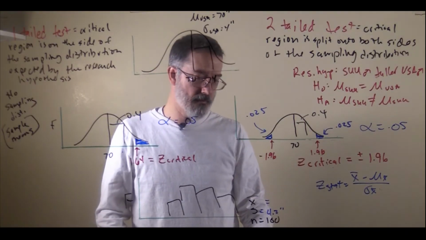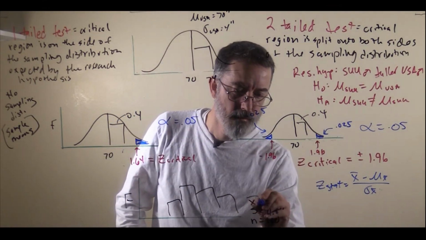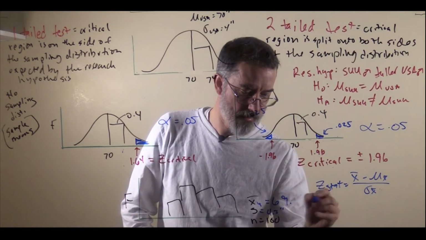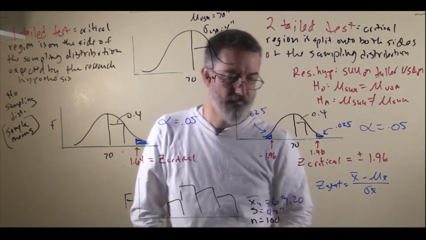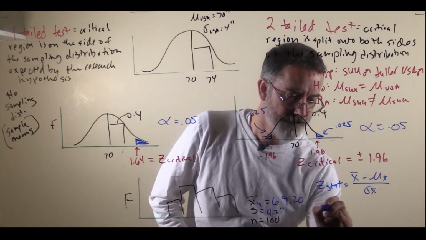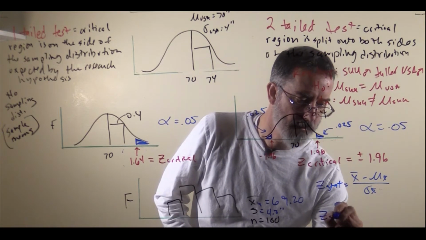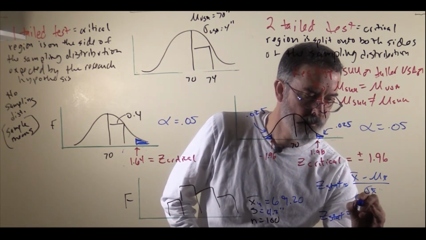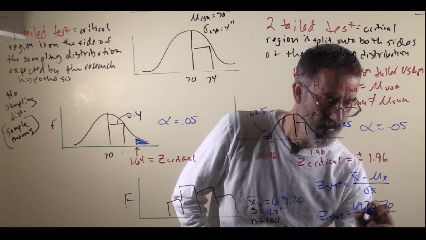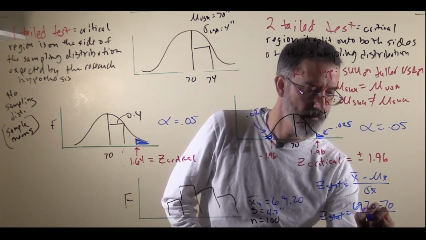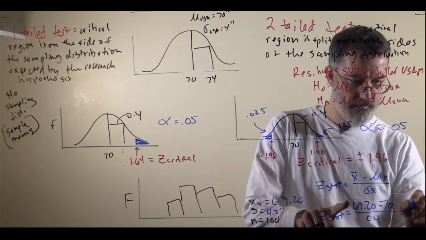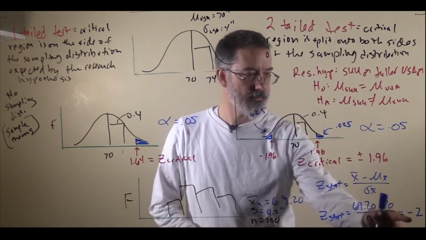And then the final scenario I want to go through, we'll say that the observed sample mean is 69.20. As usual, we'll calculate our test statistic, our z-statistic in this case, sample mean minus the sampling distribution mean divided by this standard error. And now we're going to get a negative 2. So our z-statistic now is -2.